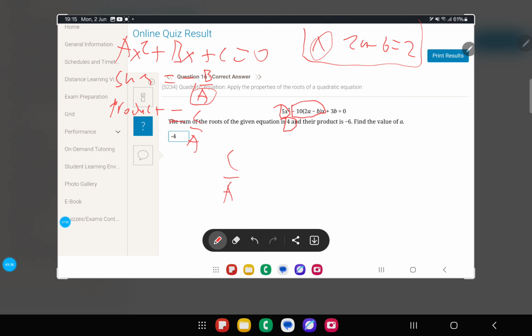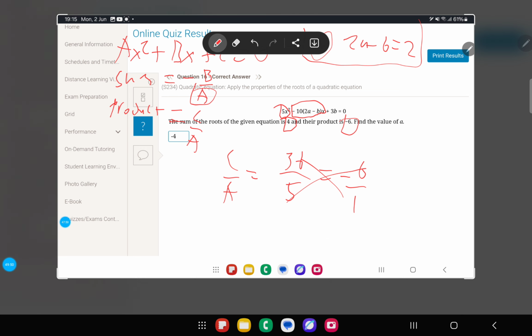Product is c over a, right? We got c, which is 3b, over a, which is 5, equals the product, which is negative 6. Make it negative 6 over 1 and cross multiply. You're going to get negative 30 equals 3b. Divide by 3, divide by 3. You're going to get b equals negative 10.